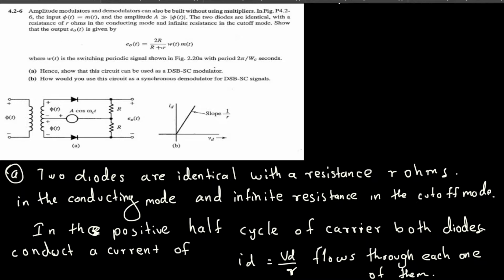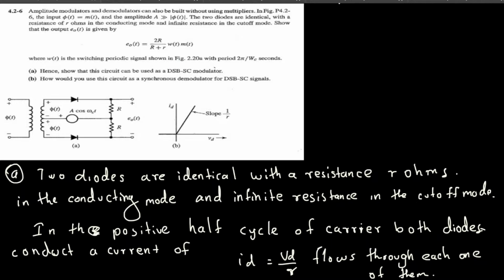E naught of t is equal to 2R over R plus R, W of t times m of t, where W of t is the switching periodic signal shown in figure 2.20a with period 2 pi over omega c seconds. The A part is asking, hence show this circuit can be used as a DSB-SC modulator. This is what we showed in the last video.